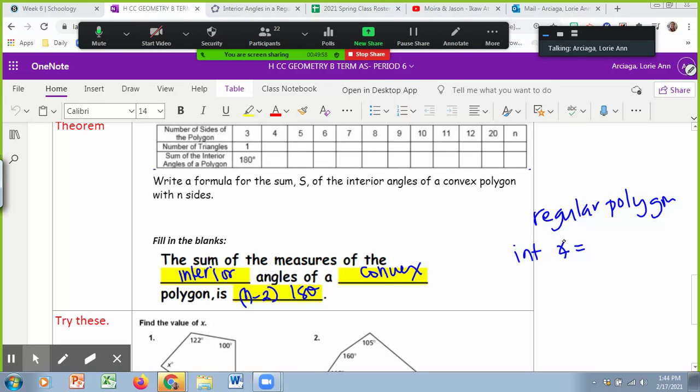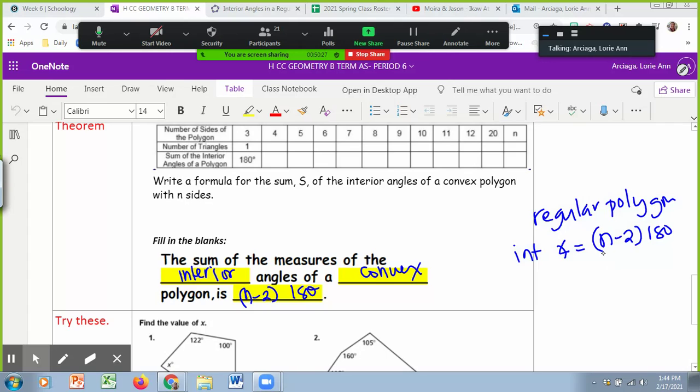So what would you do with the formula n minus 2 times 180 to find the measure of one interior angle? This is the sum of everything, and this works for all convex polygons, whether equal angles or not equal angles, whether regular or not. So think about this. It's similar to what we did to the 360 earlier, right?